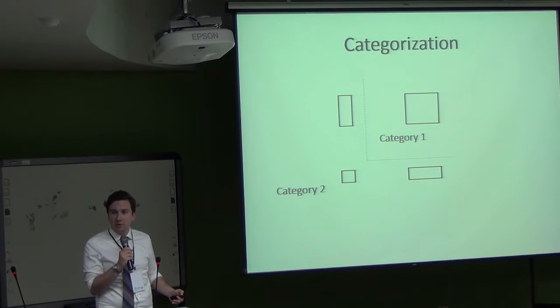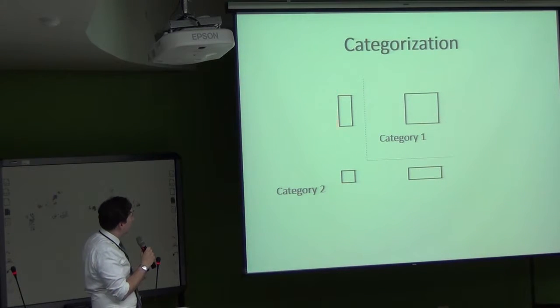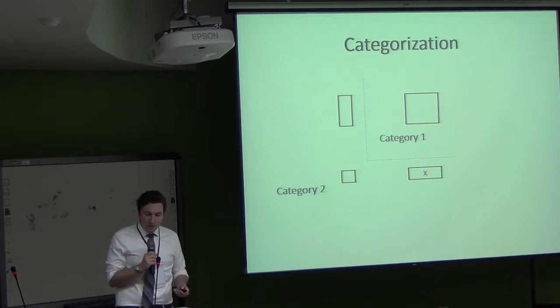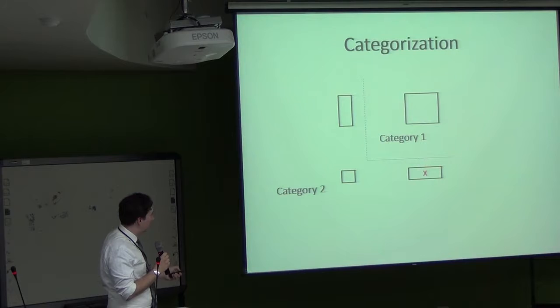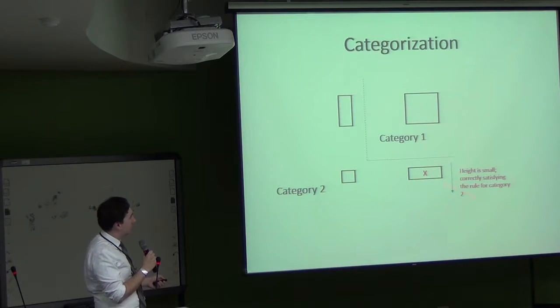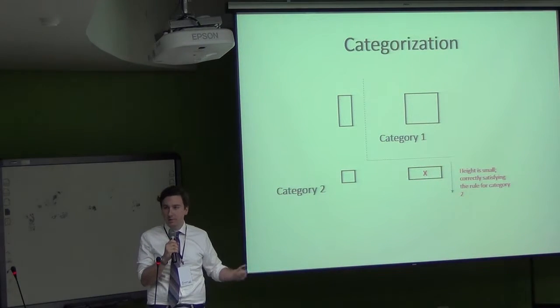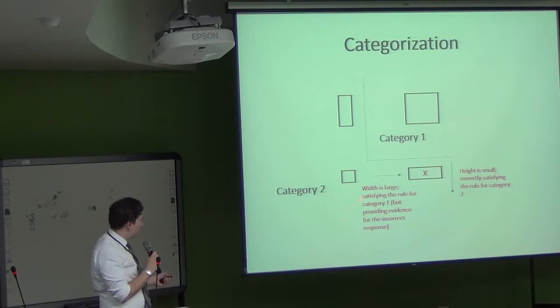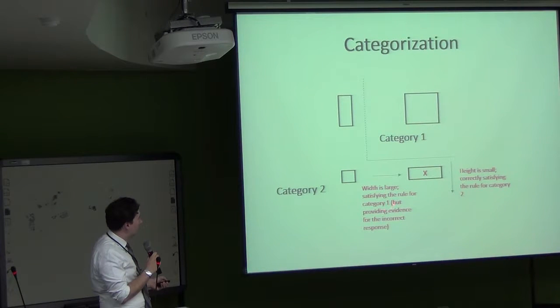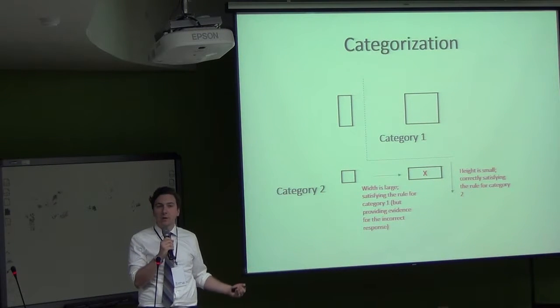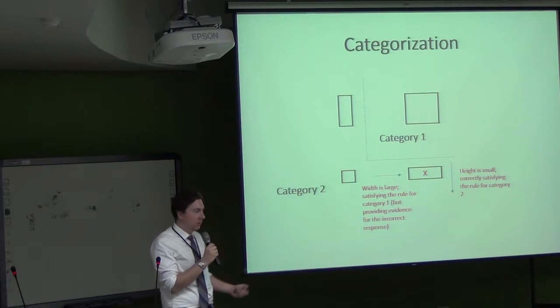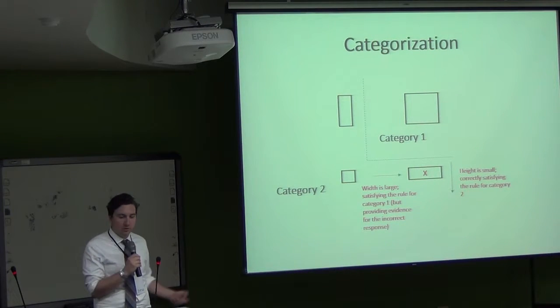And all the other rectangles belong to category 2 because in fact they've got a width which is less than some boundary on this dimension and a height which is less than some boundary on this dimension. Now, if I highlight this particular stimulus, you can see that the height is small, so it correctly satisfies the rule for category 2. So if you just looked at height, that would give you some good information about the correct category. But the width is large, so it incorrectly satisfies the rule for category 1. So it doesn't satisfy both of these boundaries, so it doesn't belong to category 1, but it does satisfy one of the boundaries, so it's providing you with conflicting information. One of the dimensions tells you it's category 2, the other one tells you it's category 1.